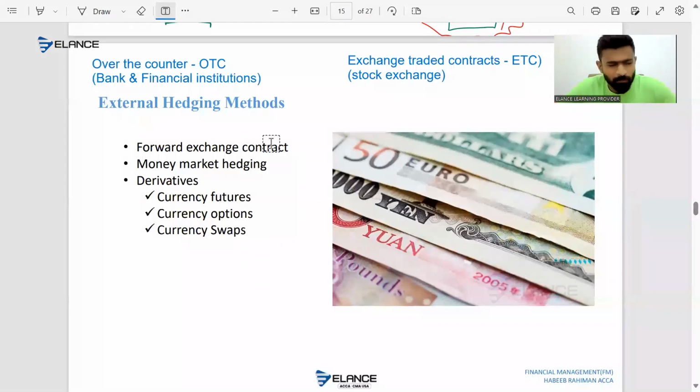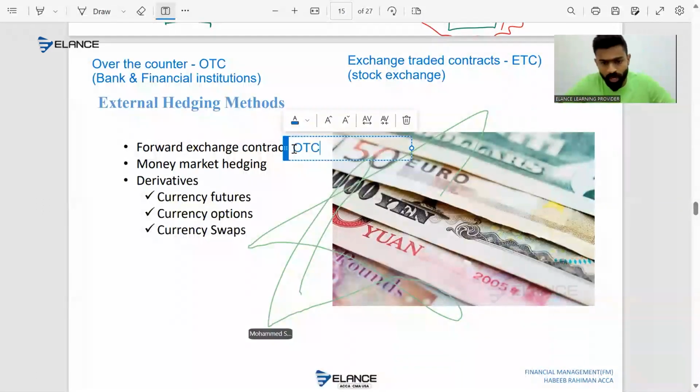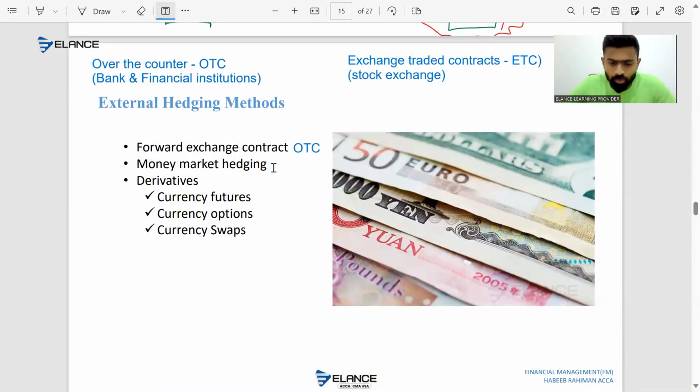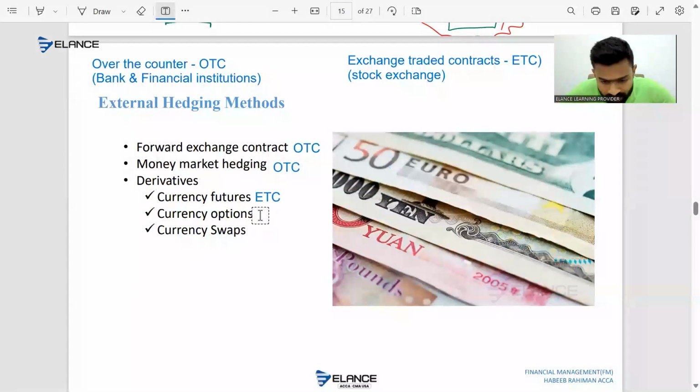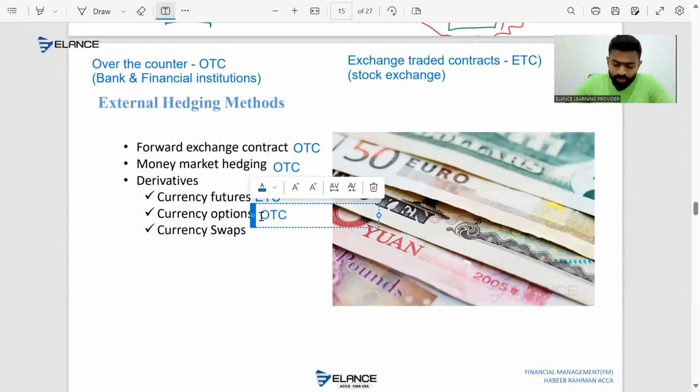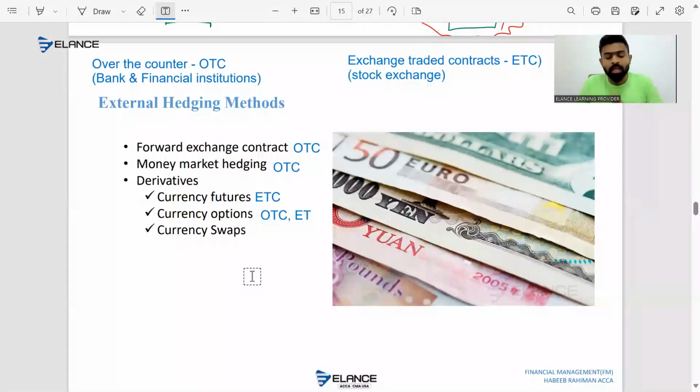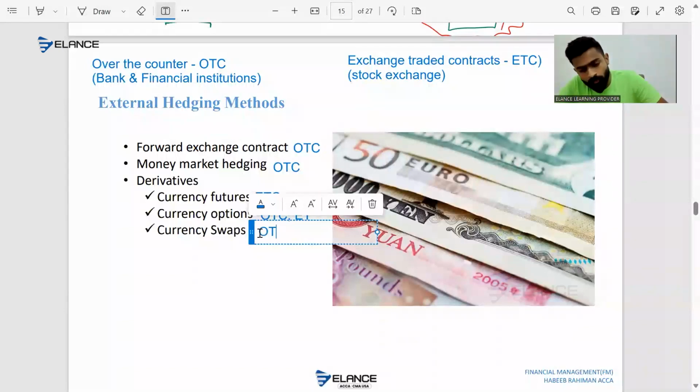Now, please write here. You need to learn this by heart, okay? Forward contracts are over the counter contracts, OTC. Money market hedging is also with a bank, so it is also OTC. In derivatives, currency futures are exchange traded contracts. Options could be over the counter options or exchange traded options; options can be available from the bank or from the exchange. Currency swaps are available over the counter.